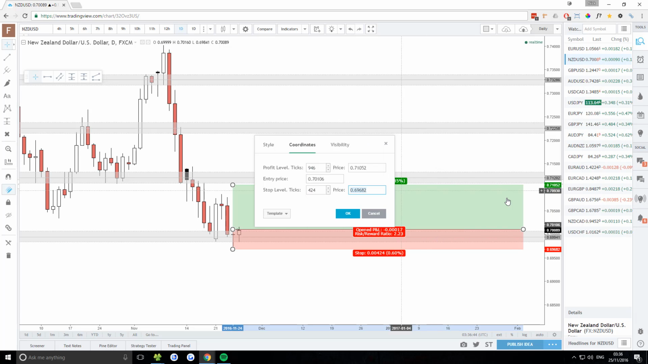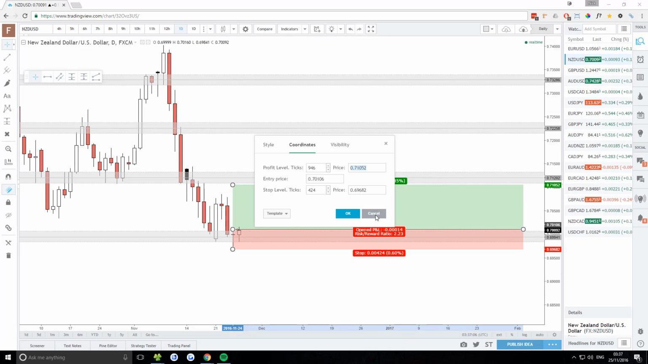The cool thing about TradingView is you could just copy and paste everything over, which is quite nice. All right. I'm going to adjust those a little bit later, but right now I've just pasted over everything.